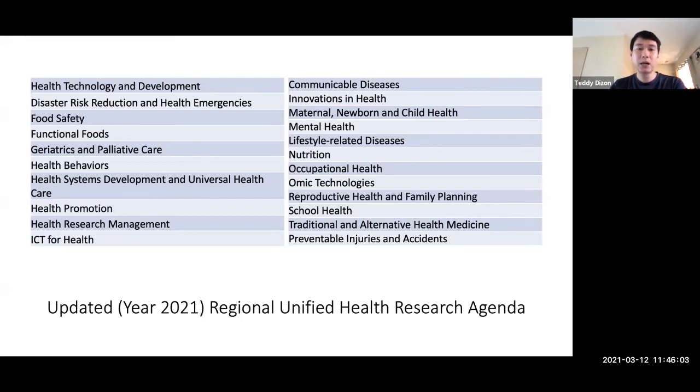So the next round of research agenda under feasibility: health promotion, health research management, ICT for health, communicable diseases, innovations in health, maternal newborn child health, mental health, lifestyle-related diseases. So is it feasible? Kaya ba ng region with your current capacity to conduct those researches? So there's one in the chat box. Yes, for all, Dr. Abiertas.